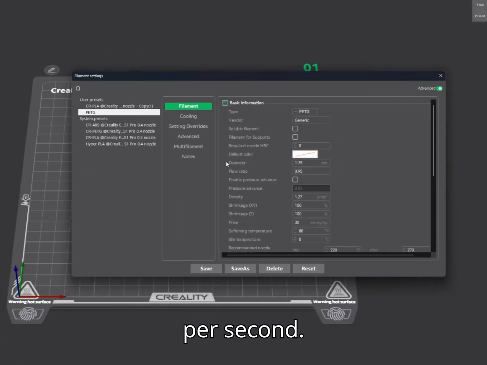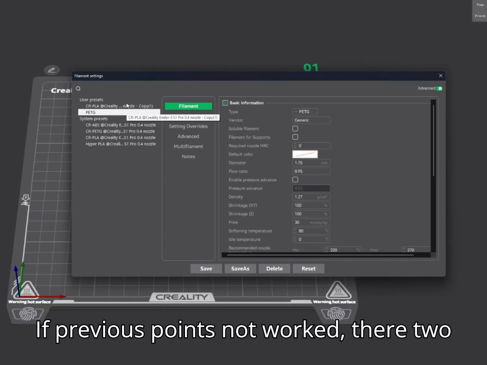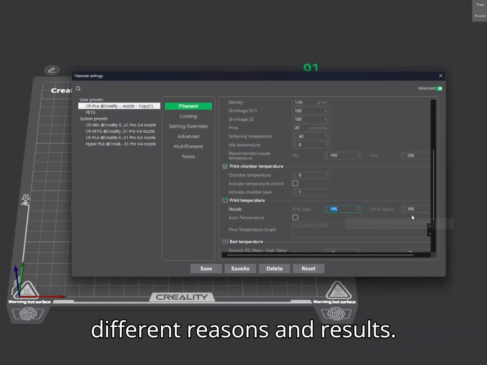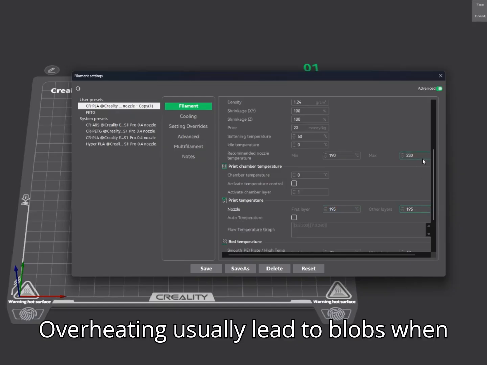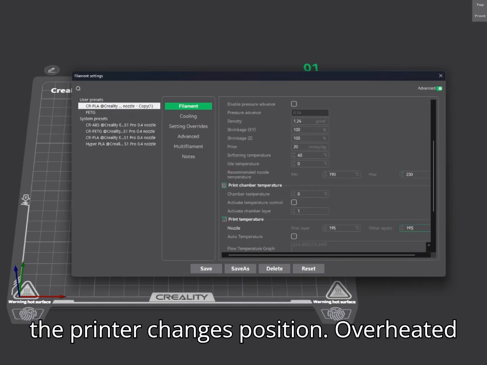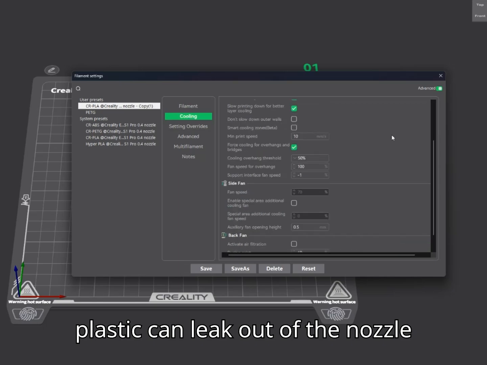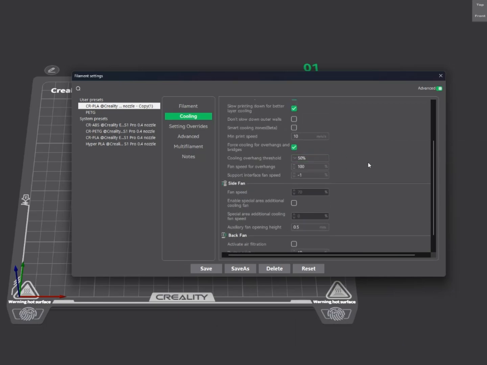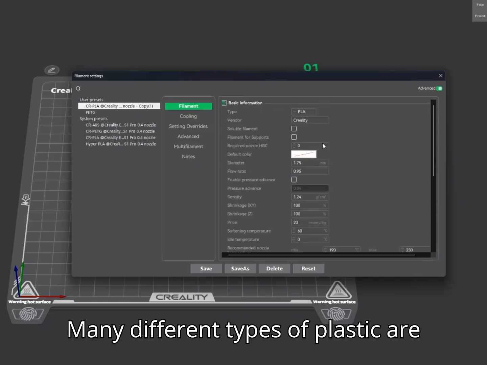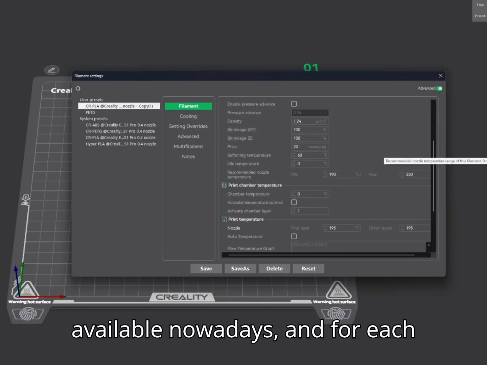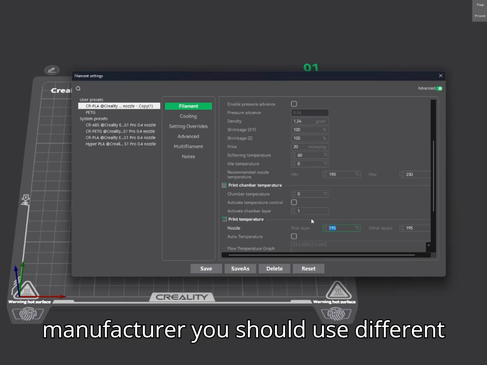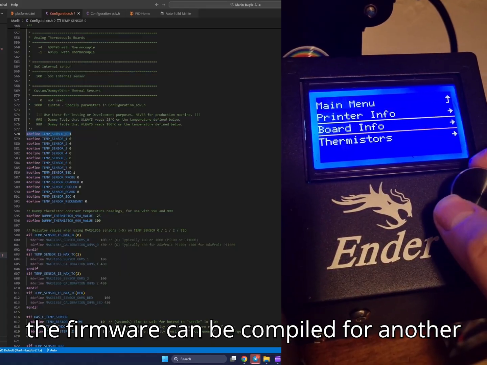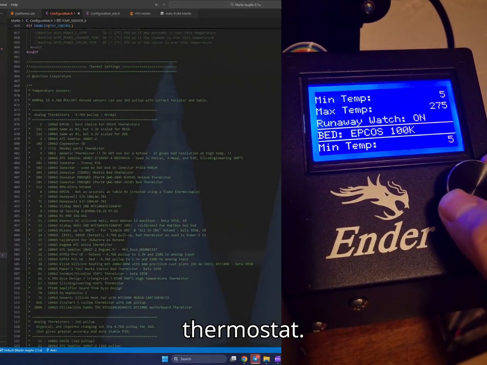40 mm per second. If the previous points didn't work, there are two kinds of similar problems, but they have different reasons and results. Overheating usually leads to blobs. When the printer changes position, overheated plastic can leak out of the nozzle and leave a lot of plastic. Many different types of plastic are available nowadays, and for each manufacturer you should use different temperatures. Cheap thermistors might lie to you, or the firmware can be compiled for another thermistor.